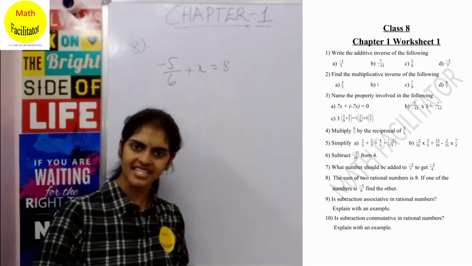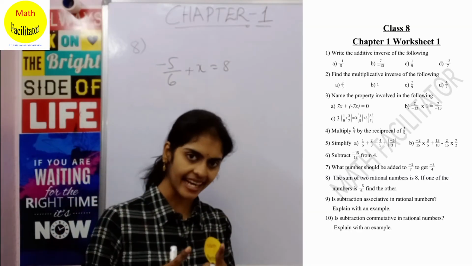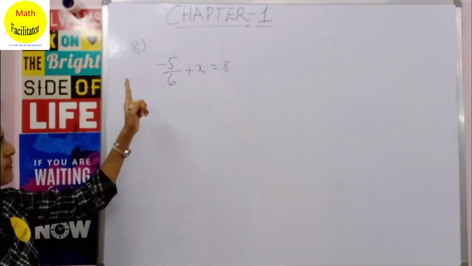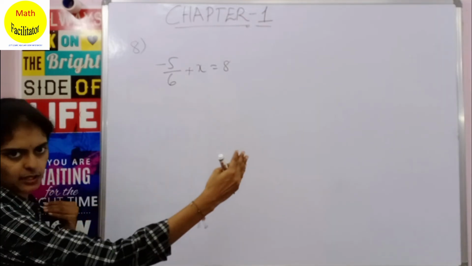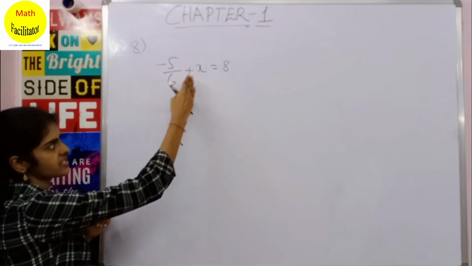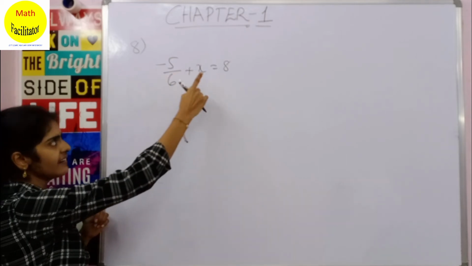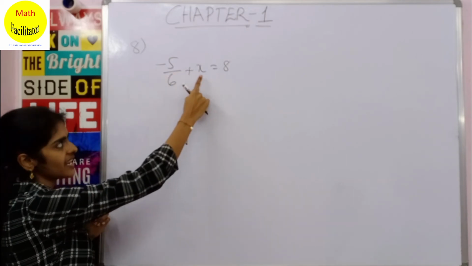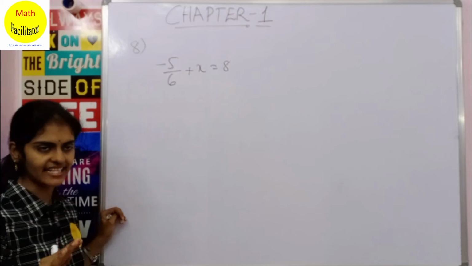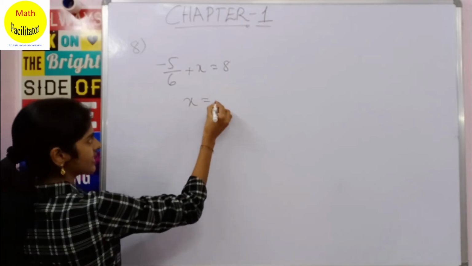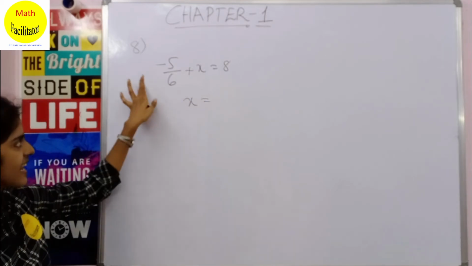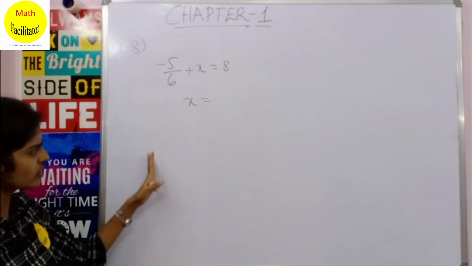Now the next question is, if the sum of two rational numbers is 8 and if one of the rational numbers is minus 5 by 6, you have to find the other. So firstly let us write the equation. Sum of two rational numbers. Now this is one rational number and let x be the other rational number and its sum is what? 8. Okay, so similar to the previous problem, now you have to find the value of x. Okay, firstly writing this step is very important, then you can just solve it.